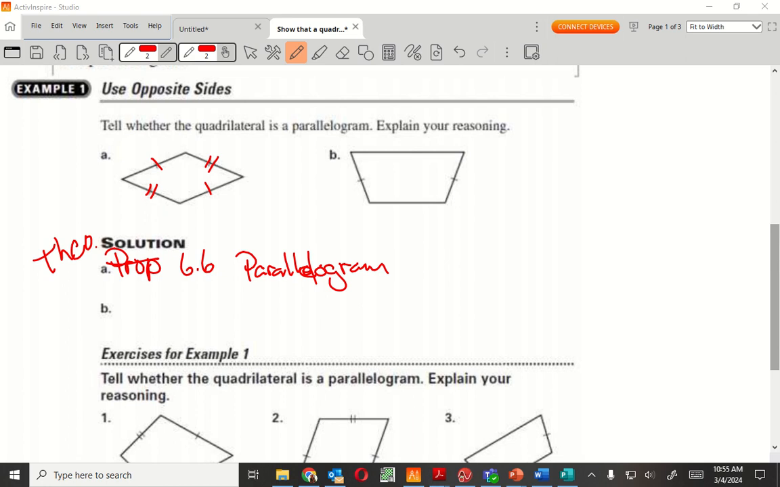Now, for question B. On question B, this one is congruent to this one. It has two sides. Okay, is this a parallelogram? No. Why? Because these ones here, the top and the bottom, are not congruent, right? So the top and bottom are not congruent. So therefore, this is not a parallelogram.